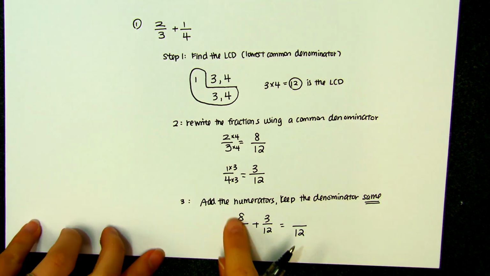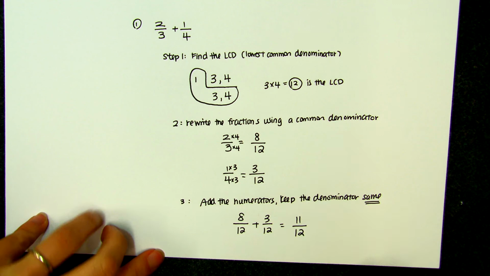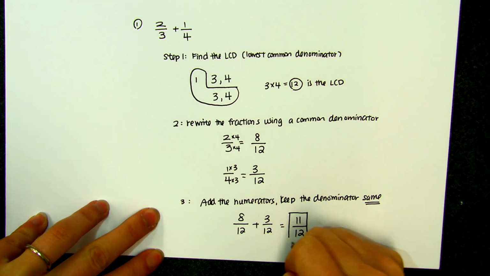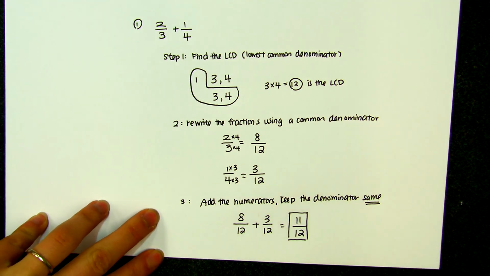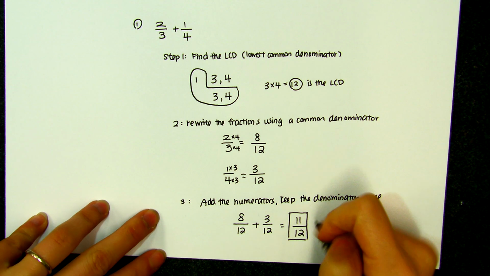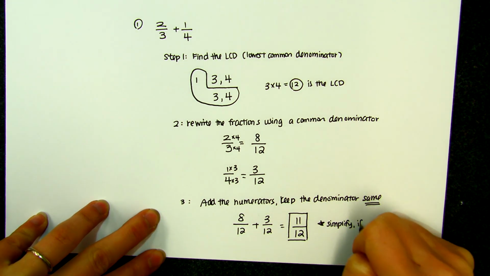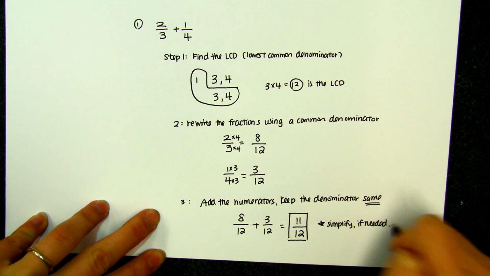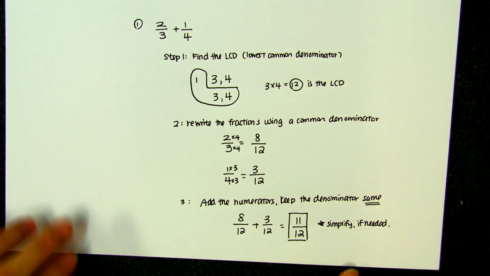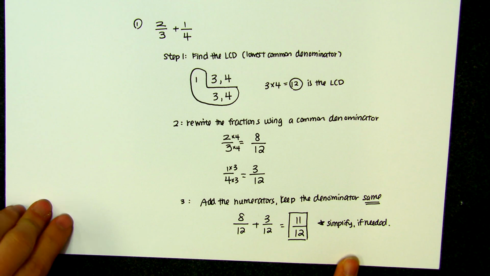Now add the numerators. 8 plus 3 is 11. And that's my final answer, 11/12. We can simplify if needed, but this one is already in simplest form. So please, if you have any questions, ask me. Let's do an example.